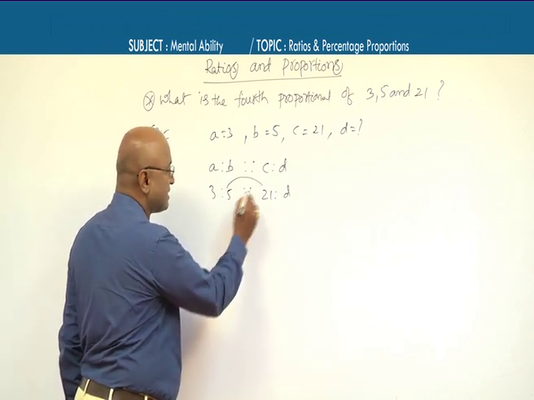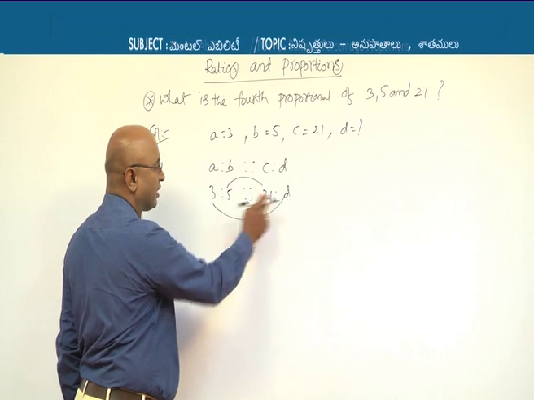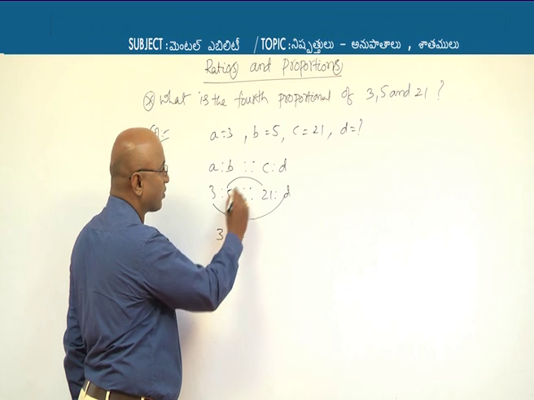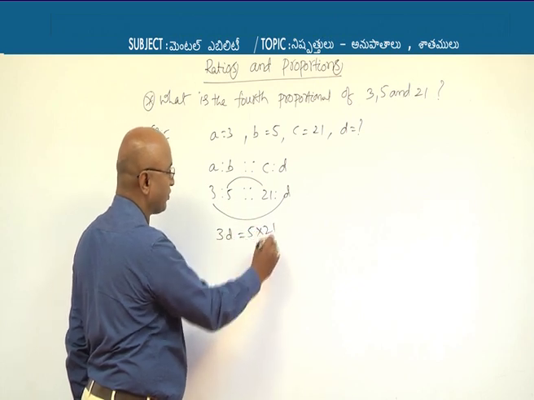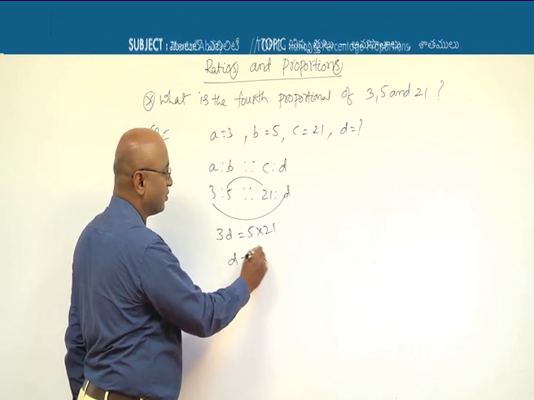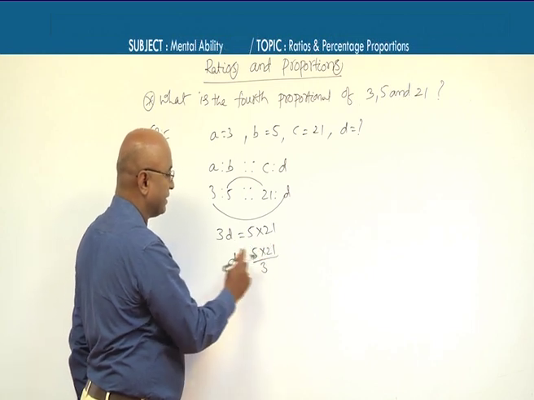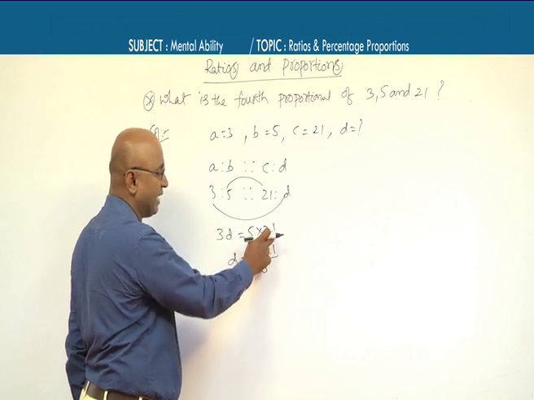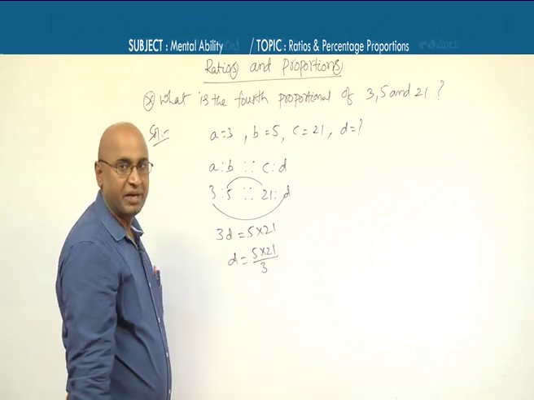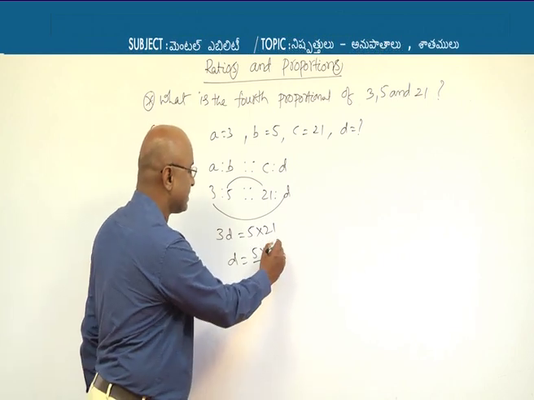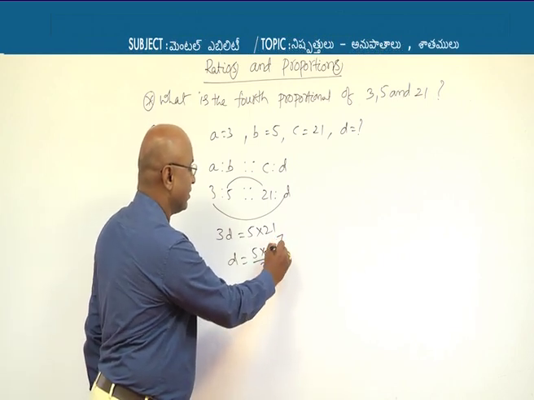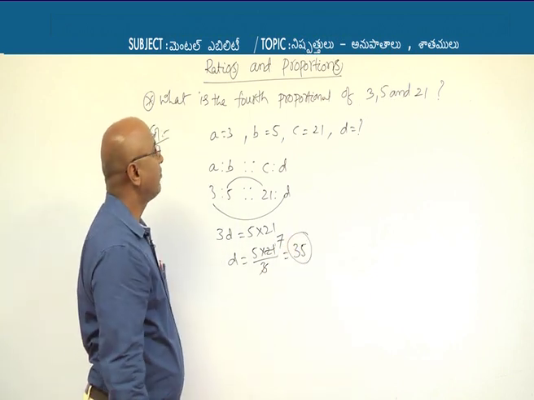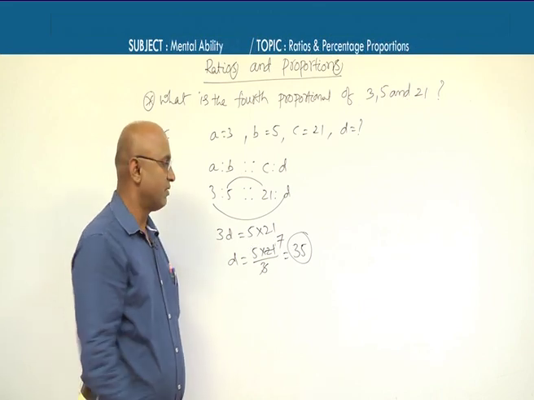Now the product of means is equal to 5 into 21 and the product of extremes is equal to 3 into D. Therefore, the product of extremes is equal to the product of means, that is 5 into 21. D is equal to 5 into 21 by 3. Here 3 is multiplying D. When it goes to the opposite side, it divides that value. That is why D is equal to 5 into 21 by 3. That is, 3 ones are 3, 3 sevens are 21, and 7 fives are 35. So the fourth proportional of 3, 5 and 21 is 35.